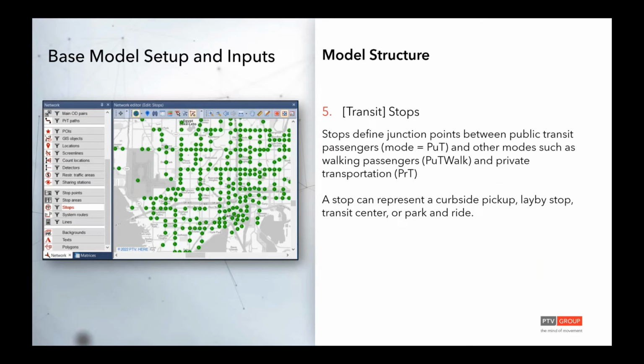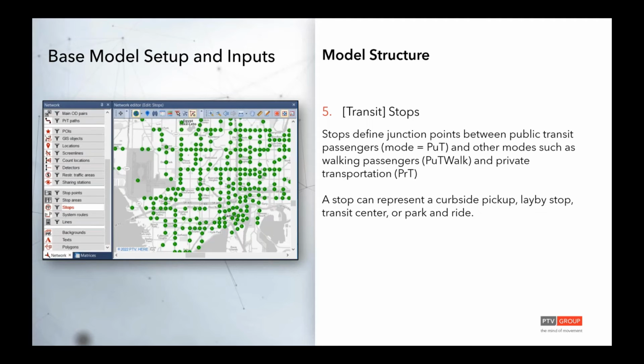So the next object I wanted to touch on was the transit stops and transit model structure. So here, just like with nodes, we have transit stops that define where public transit vehicles are going to stop and mode shifts can happen from, for example, maybe a trip starts as a walking trip and then they walk to a bus stop and then they get on and they are now a PUT trip on a PUT vehicle, right? And so these stops act as those changeover points as well.